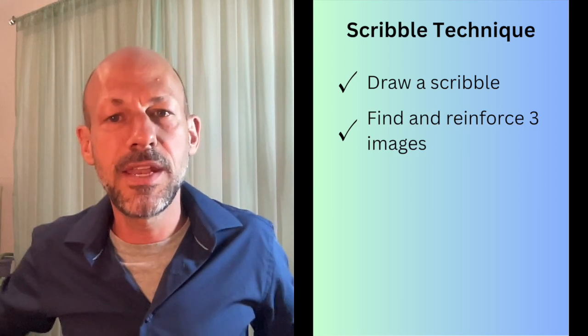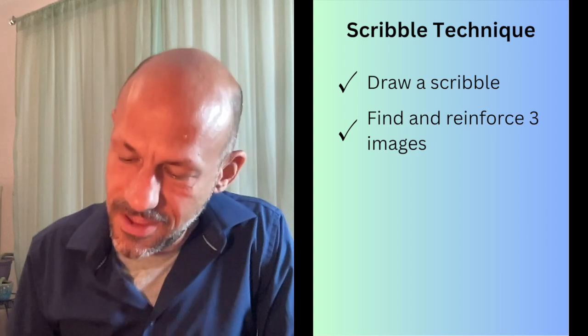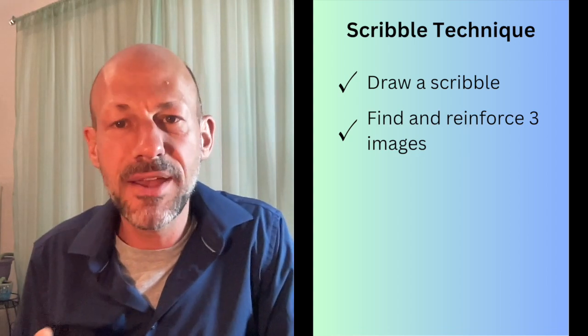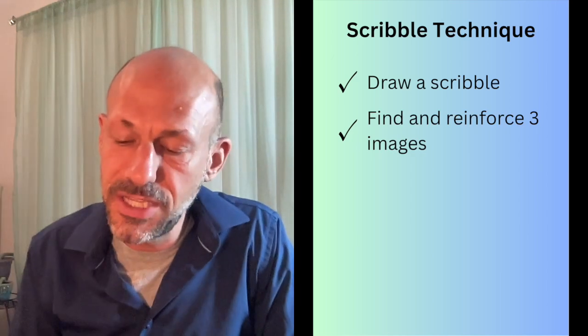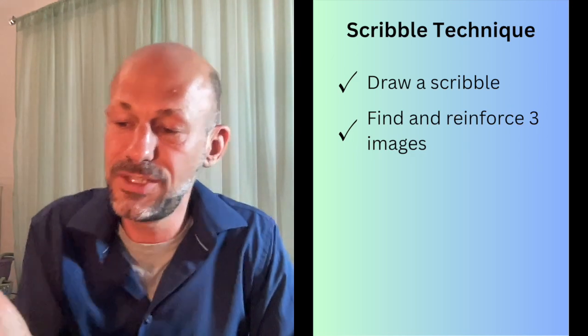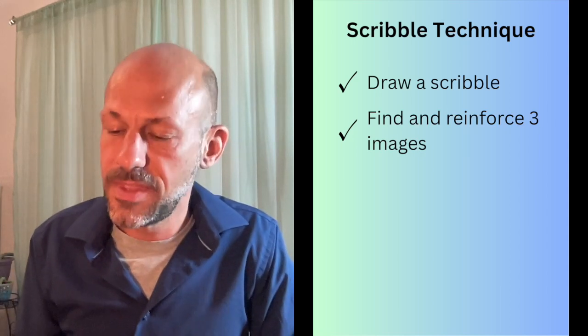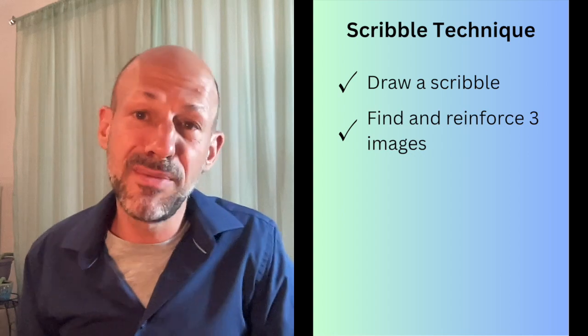But in any event, step 2 is you're looking for these images to pop out at you. And you're going to look for 3. Each time you find one, you take your pen or pencil and reinforce that image so that you can see it real clearly. You do that with 3 images, and now you have a scribble with 3 images.